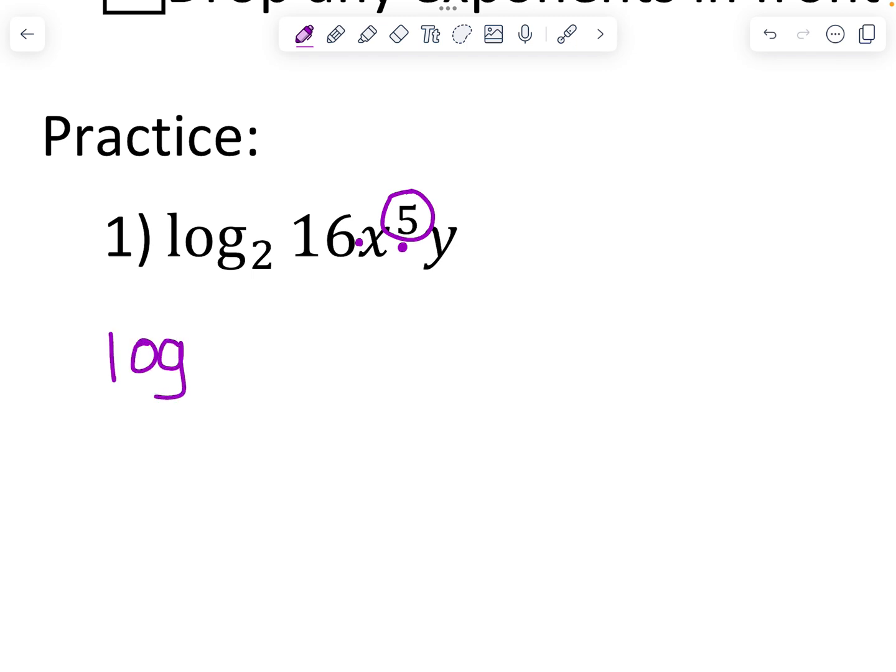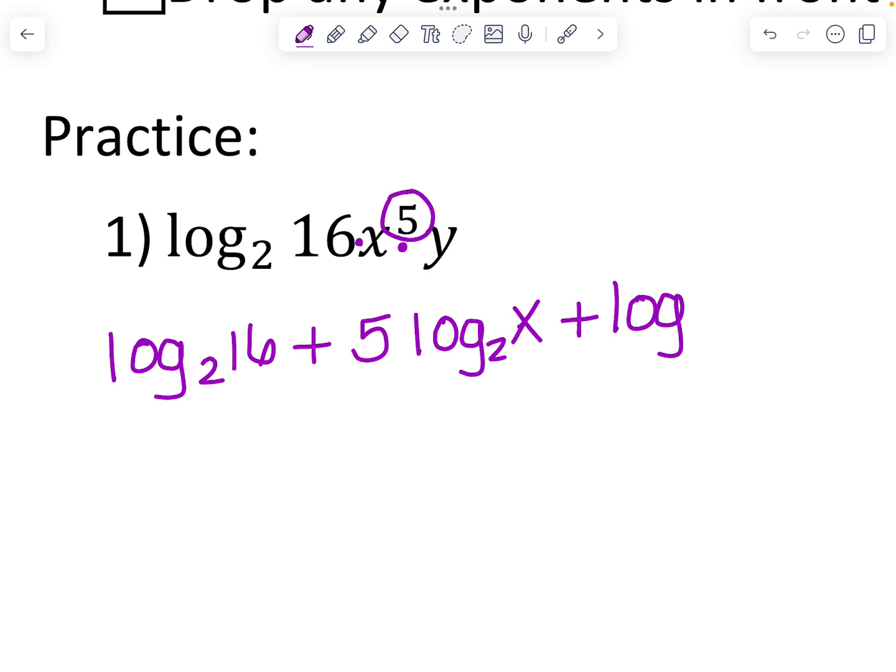So I have log base 2 of 16. I'm now going to break this apart, since we did this yesterday. I'm going to bring the 5 in front, log base 2 of x, and then plus log base 2 of y. Now, this looks good except for the 16, I need this to be a prime number. And I can rewrite this as 2 to the 4th. So I can do log base 2 of 2 to the 4th.